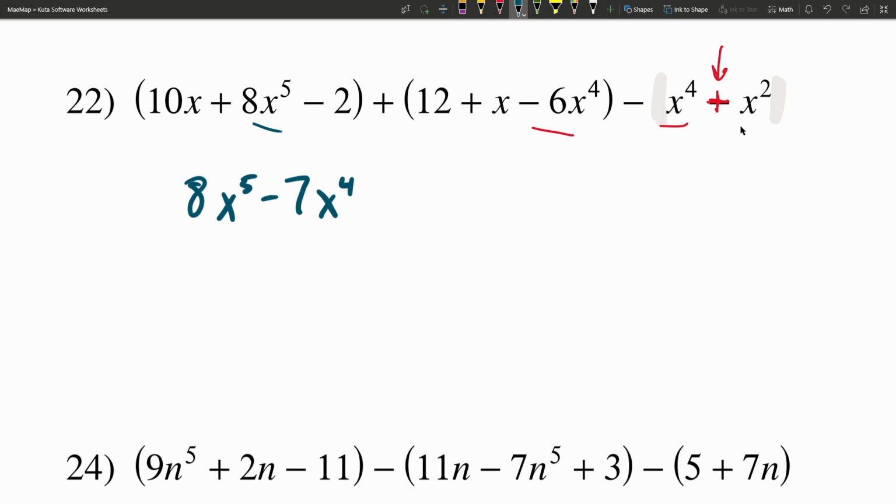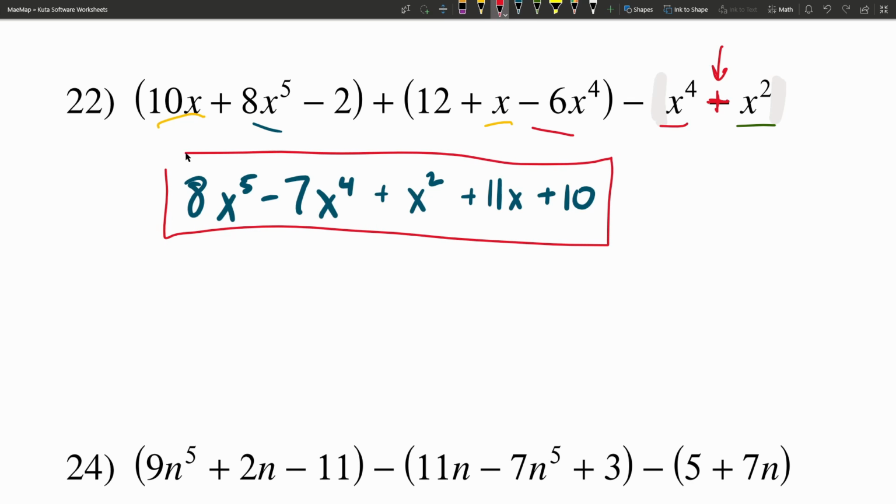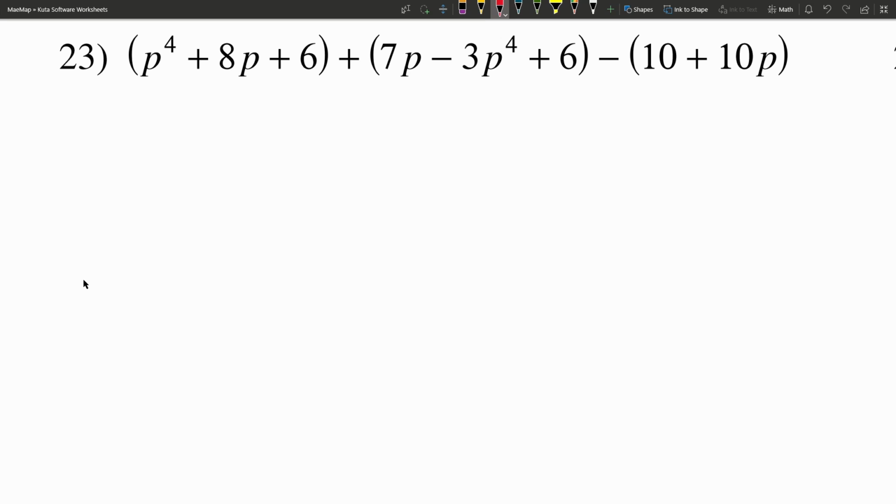Our next highest degree is x squared, which occurs only once, all the way over here. So that's an x squared. So adding that, our next highest degree is the degree of 1, which occurs twice as 10x and x. So that's going to be plus 11x. And then finally, we have two separate constants here and here. So negative 2 plus 12 is going to be a positive 10. So 8x to the fifth minus 7x to the fourth plus x squared plus 11x plus 10 is indeed our solution for number 22. Moving on to our second to last question, number 23.